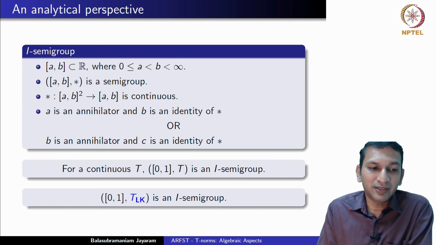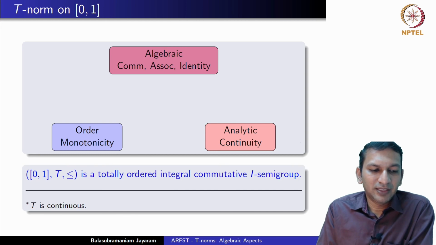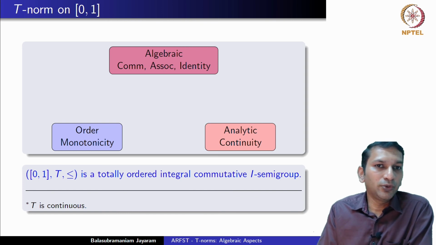It's not only that. If you put all these properties together, what we get is this very interesting result. If you consider [0,1] with the usual order and the continuous T, it becomes a totally ordered integral commutative I-semigroup. There's a nice, very rich algebraic structure that you could have on the unit interval through a continuous T.